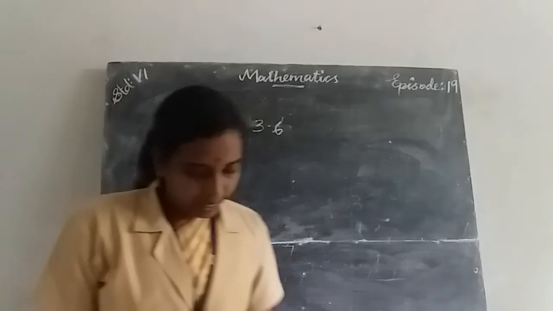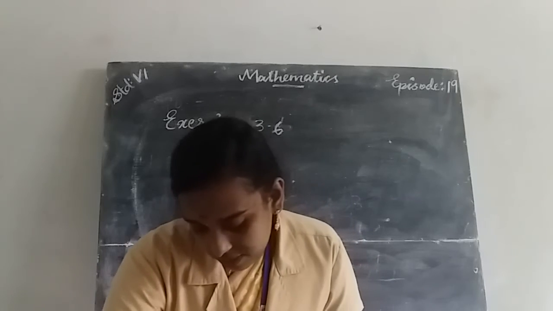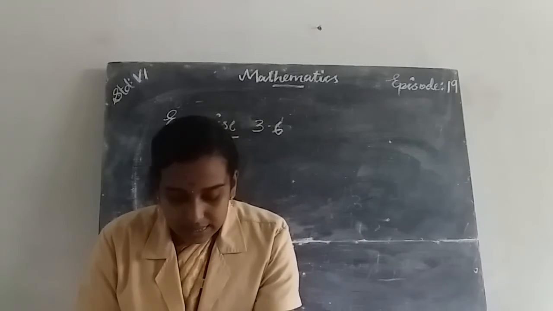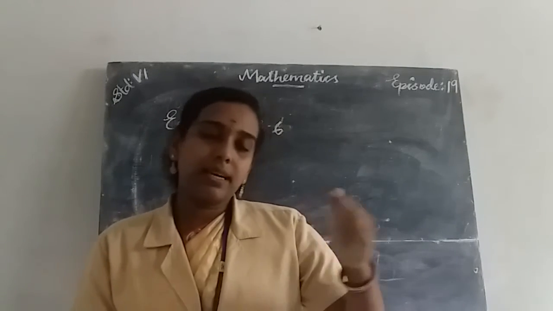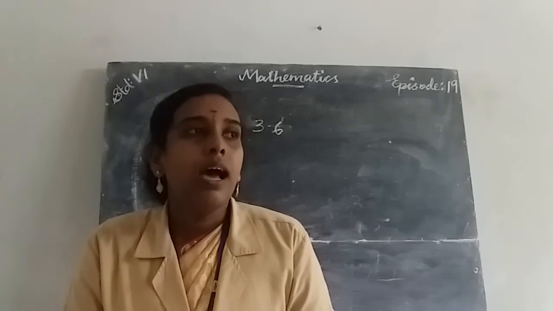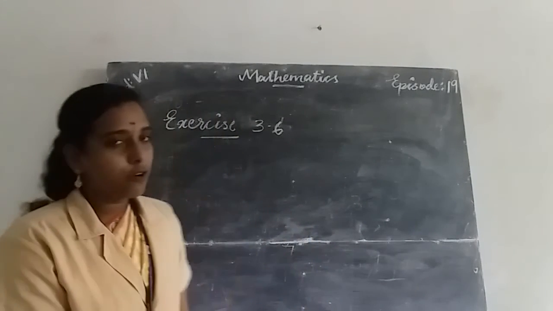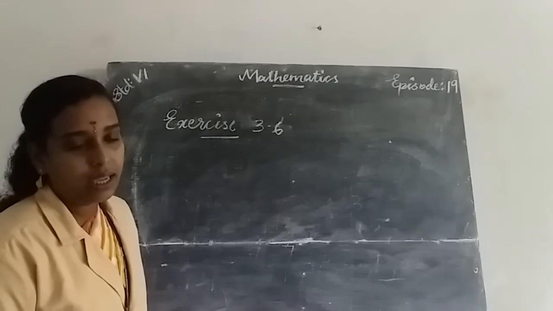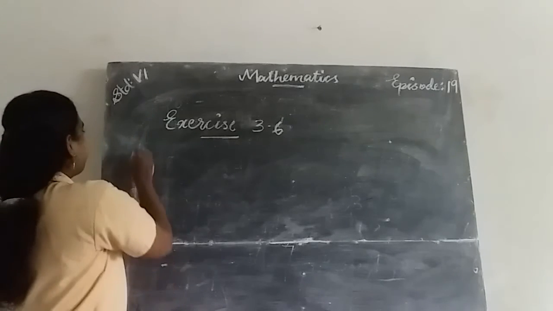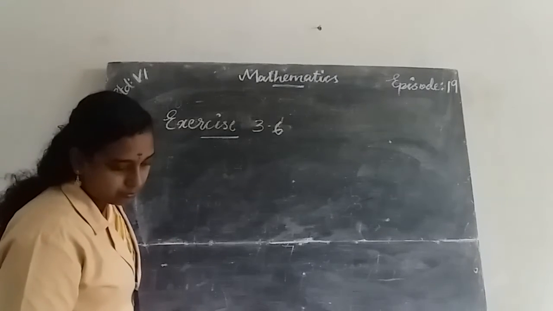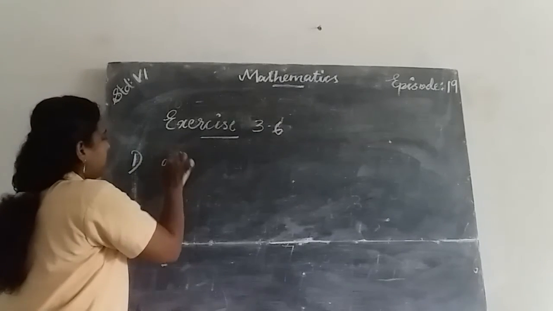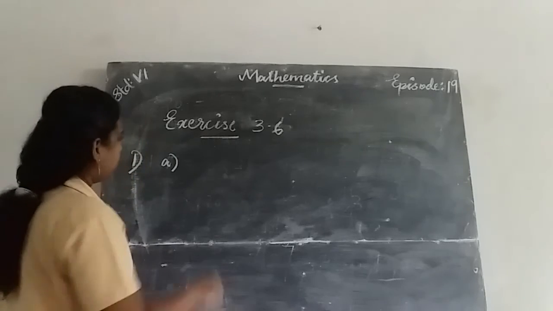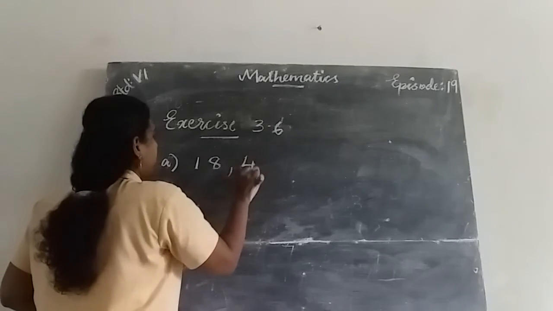Exercise 3.6. First question, find the HCF of the following numbers. Here some numbers are given and we want to find the HCF of them. In your textbook, page number 63, look at the question carefully. First question, find the HCF. Question A, 18 and 48.